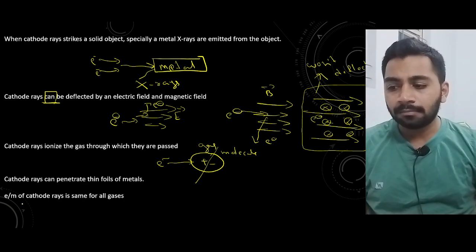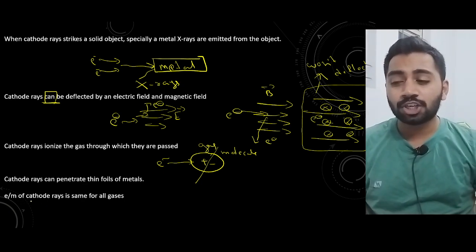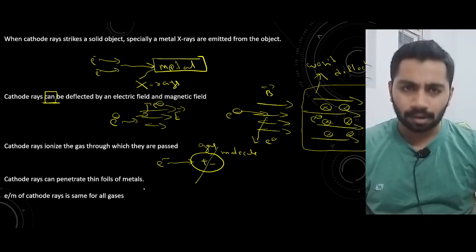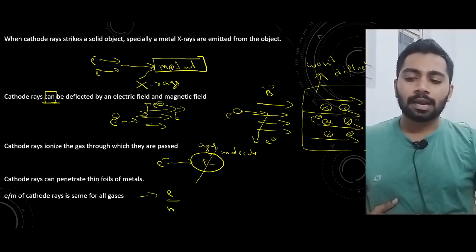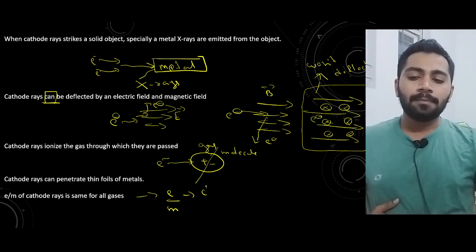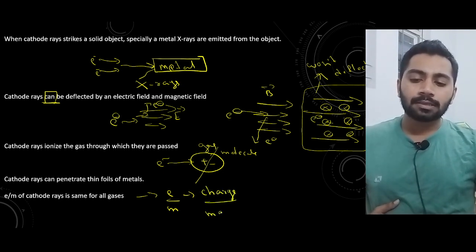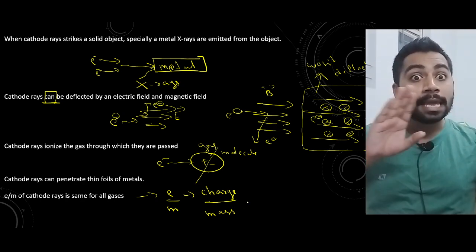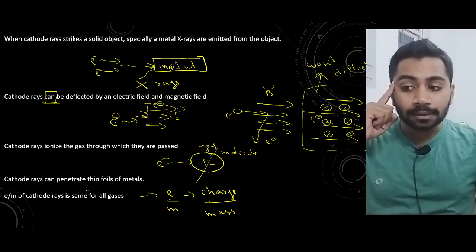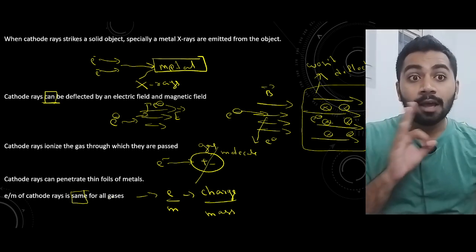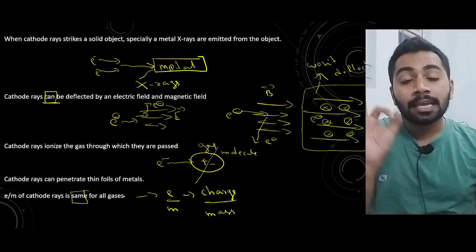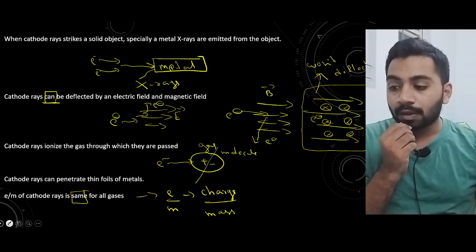And the e/m ratio of cathode rays is the same for all gases. E/m means charge by mass ratio, as I said in the last class. Remember, this point is also very important. It's the same for all the gases. Whichever other gas you take, e/m is the same.